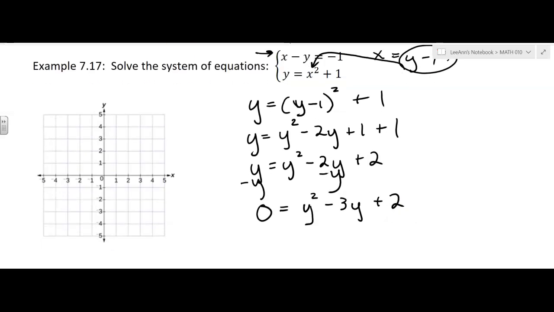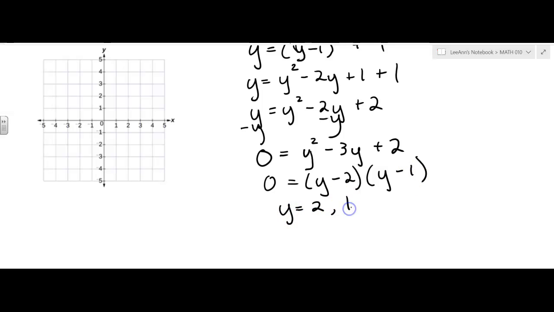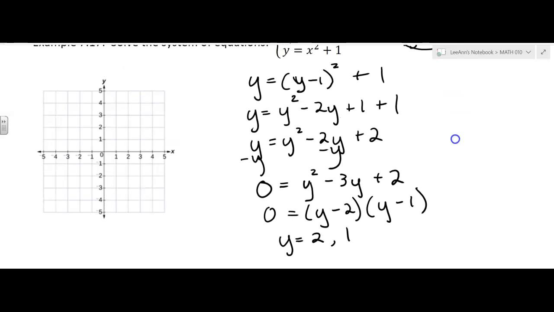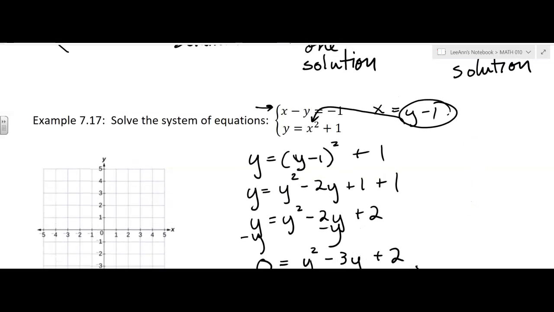Okay, now that's a quadratic equation. You could go to the quadratic formula, but it factors, so I'm going to go ahead and factor it. And so I get y equals 2 or 1. So I get two solutions. So it must be that first case where there were 2 points of intersection. And we'll show you that when we graph it. Okay, so we found y. We still have to find x. So where do we do that?